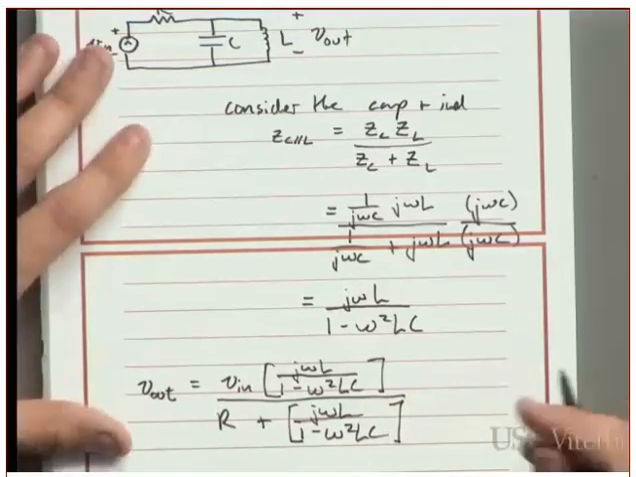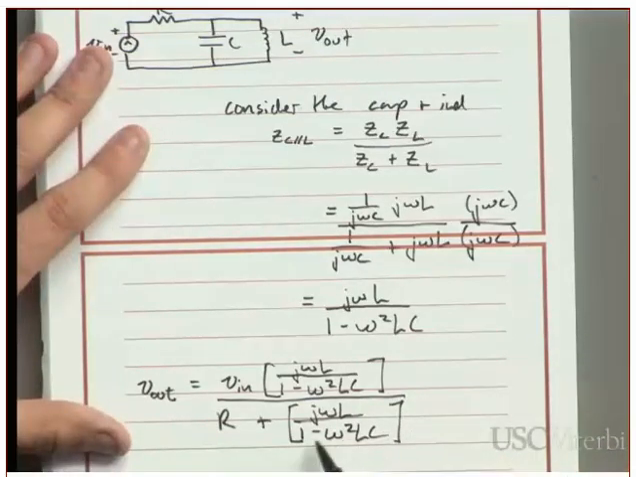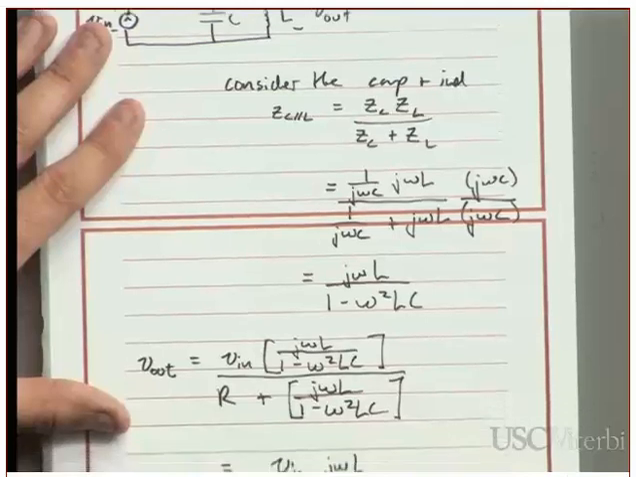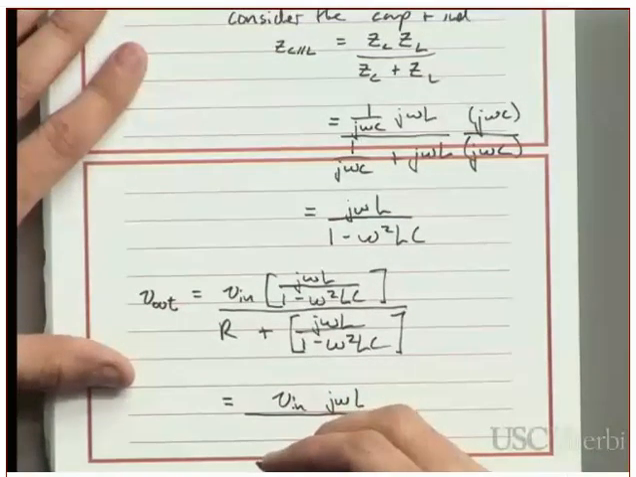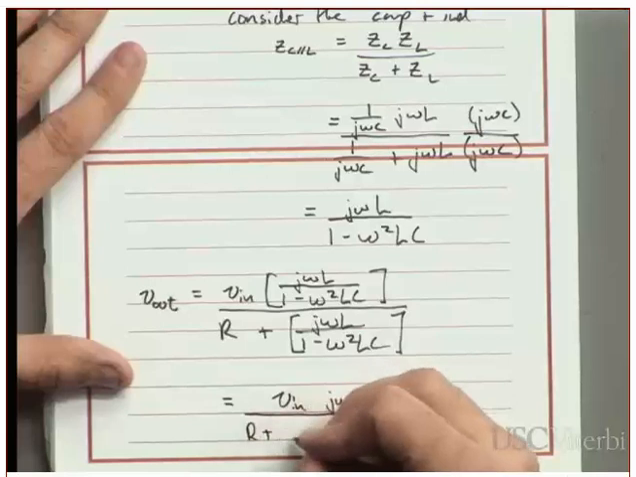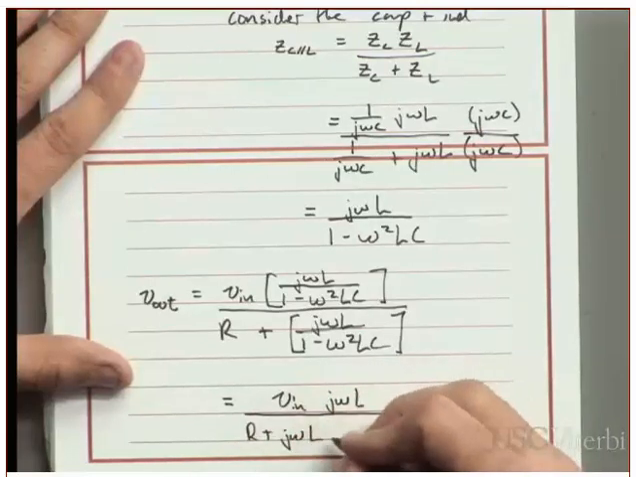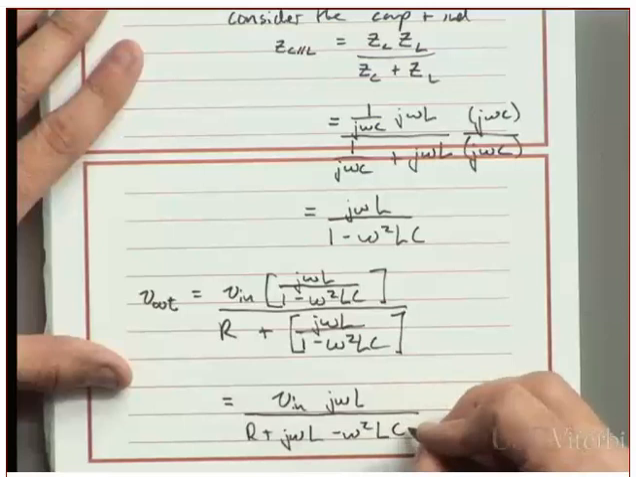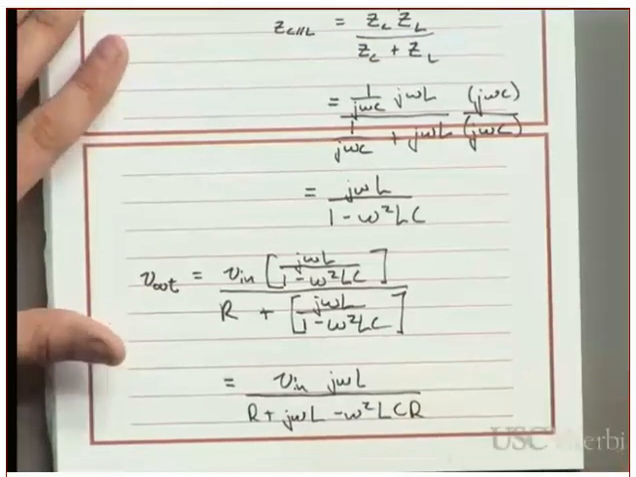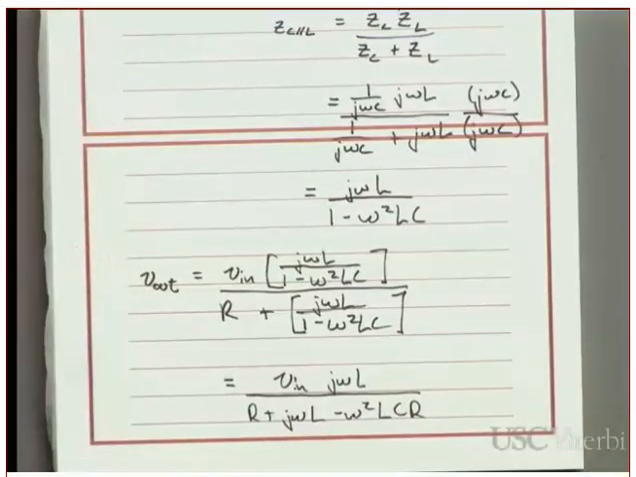And then again, we don't like to have the fraction in the denominator, so let's simplify this. I have V in j omega L over R plus j omega L minus omega squared LCR. So that's my input-output relationship.